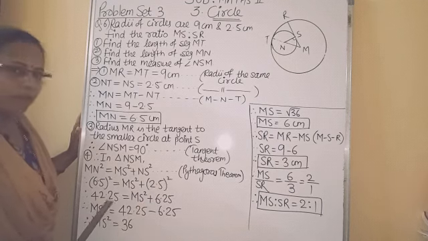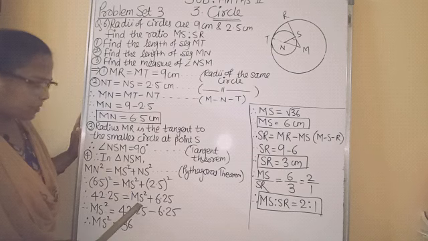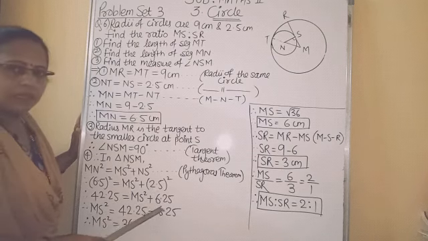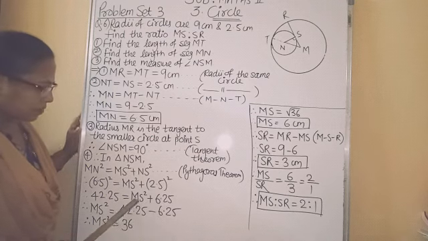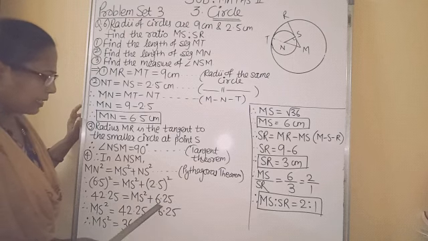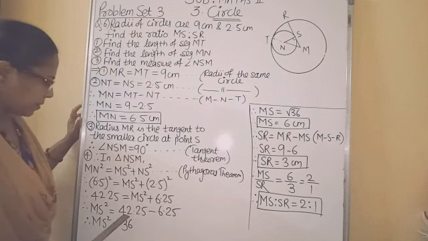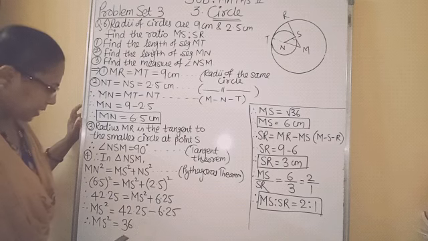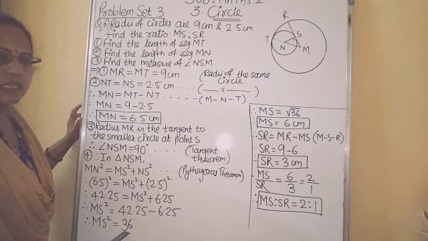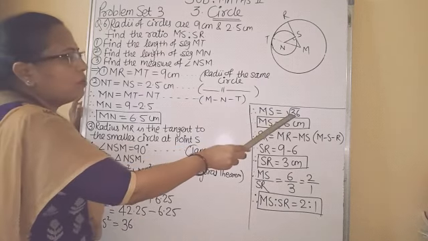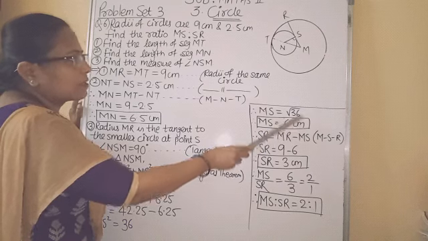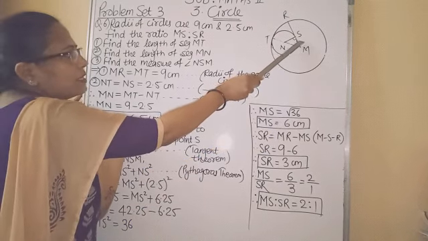6.5 square is 42.25 equal to MS square plus 2.5 square is 6.25. So MS square is equal to 42.25 minus 6.25. So do this subtraction, you will get answer 36. So MS square is equal to 36. Therefore MS equal to root 36, and square root of 36 is 6. So this MS we got 6.